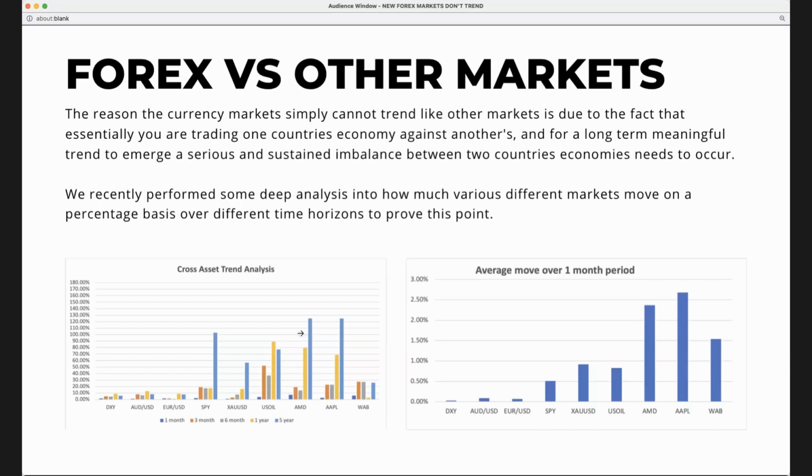So the Forex markets don't trend forever. Yes, they trend quite nicely from time to time. But generally speaking, if you pull up a chart of the euro dollar and you pull up a chart of the NASDAQ or the S&P or a stock, for example, you're going to see that they're not even comparable.